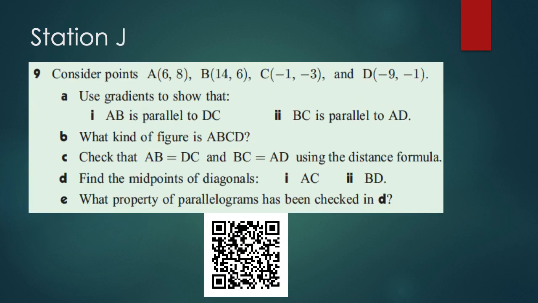All right, in our last station here, we have, consider these points A, B, C, and D. Use the slope to show that AB is parallel to DC and that BC is parallel to AD. What kind of figure is that? And then check that AB is equal to DC and BC is equal to AD using the distance formula. So let's stop there and look at those answers.